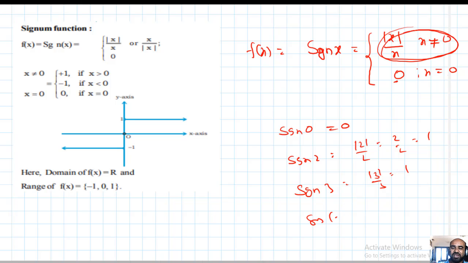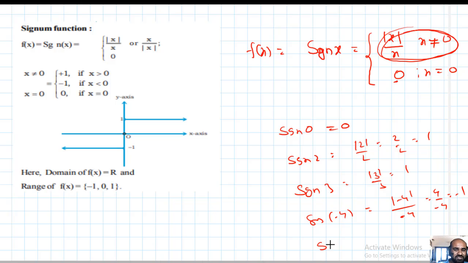What is signum of minus 4? It is mod of minus 4 by minus 4. Understood? Mod of minus 4 is 4 only, by minus 4. What is that? Minus 1. Signum of minus 4 is minus 1.